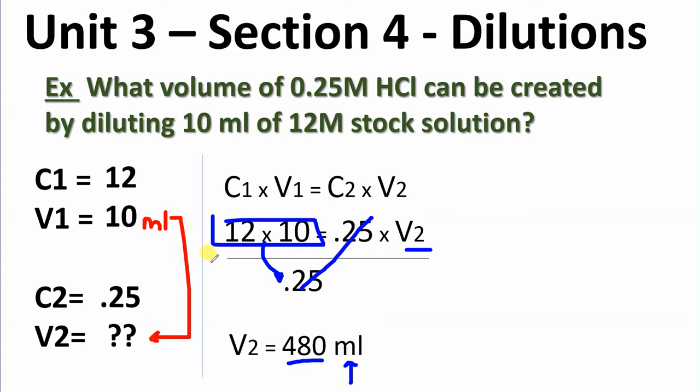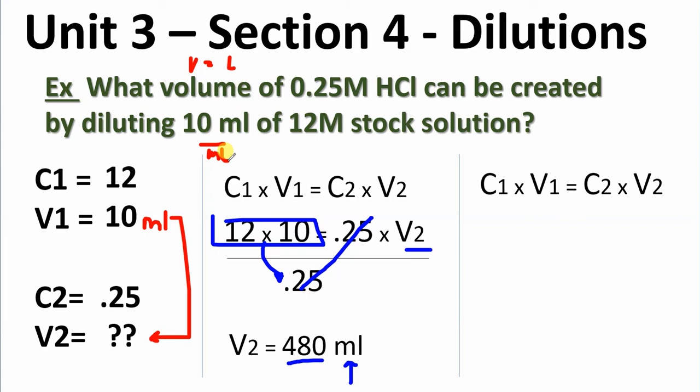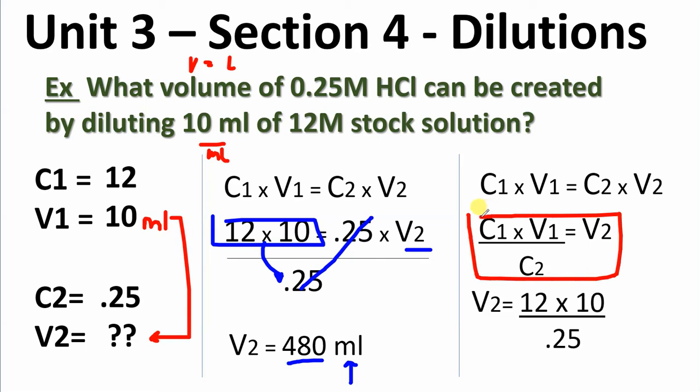If you get a question where perhaps I give the first volume in liters and the second volume in milliliters, you're going to have to convert. You just need to be consistent, whether they're both in liters or both in milliliters. Now, there's even a second way you can solve this. Again, I don't really care how you solve it. You can write the formula and rearrange it right off the bat. Since we're solving for V2, that means we're dividing both sides by C2. Once you get your formula created, it's just a matter of plugging the numbers in, and you still get the same answer.